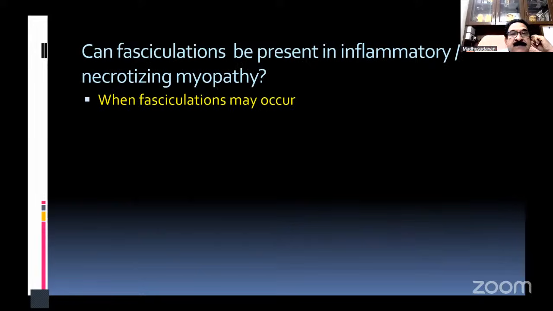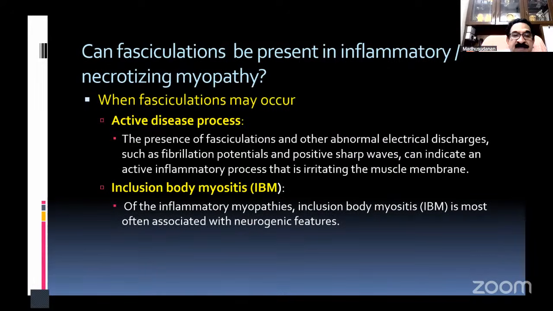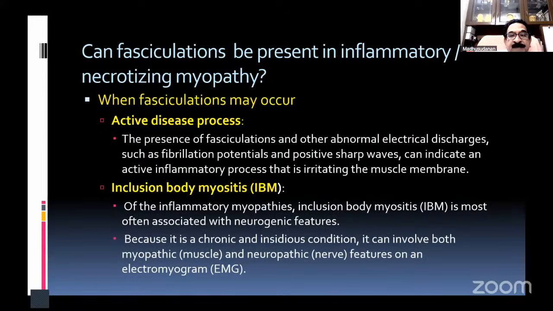Then, fasciculations may occur during the active disease process. Inclusion body myositis is another condition. Most of it has neurogenic features, but because it is a chronic, insidious condition, you can note both myopathic and neuropathic features on EMG.